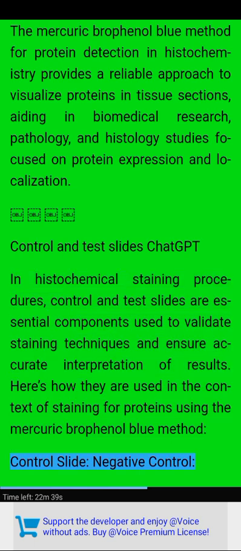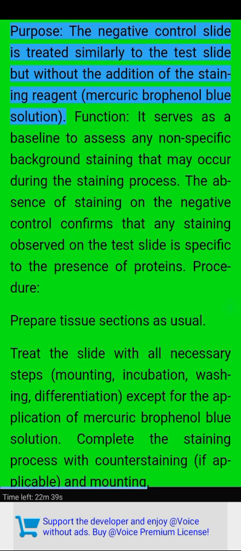Control slide, negative control. Purpose: the negative control slide is treated similarly to the test slide but without the addition of the staining reagent, mercuric bromophenol blue solution. Function: it serves as a baseline to assess any non-specific background staining that may occur during the staining process. The absence of staining on the negative control confirms that any staining observed on the test slide is specific to the presence of proteins.